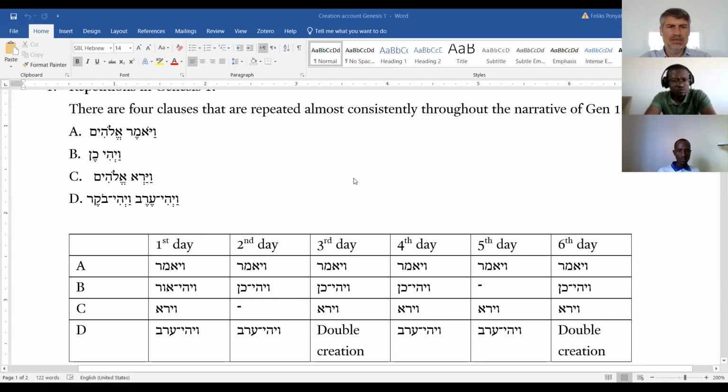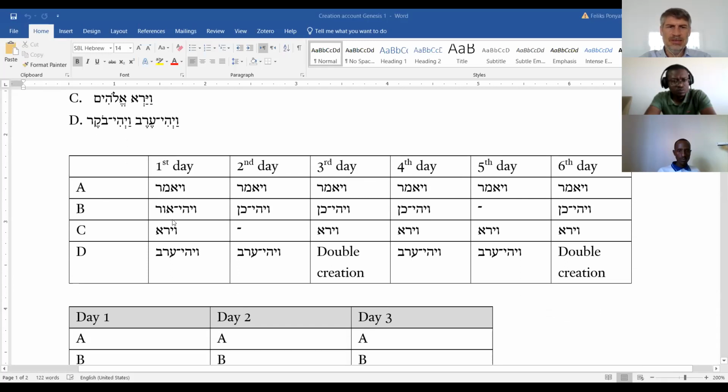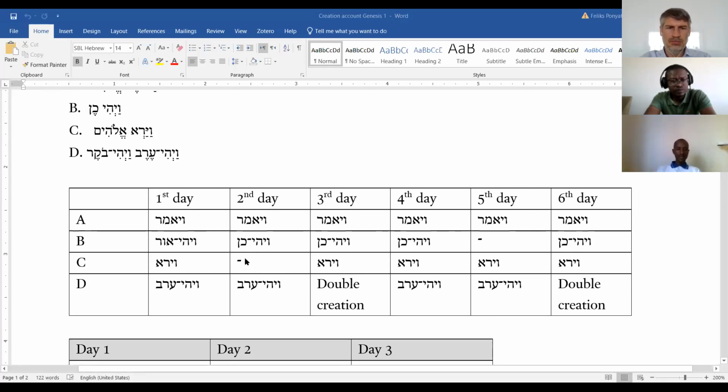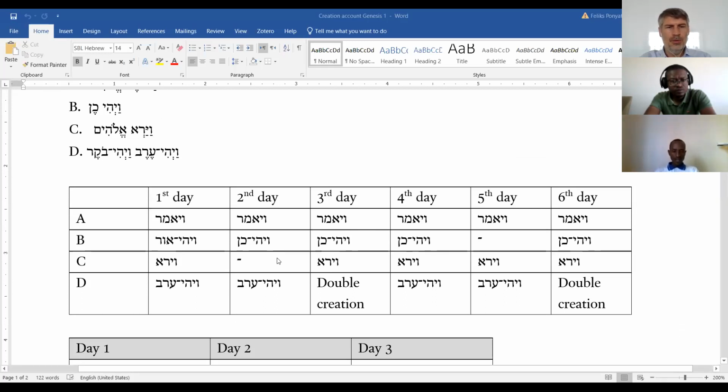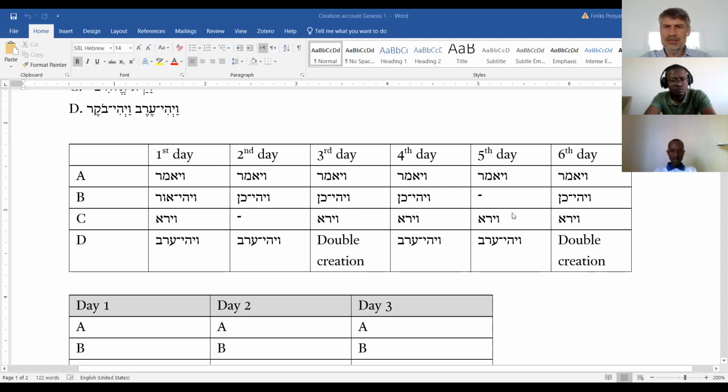So what we can see here is that those phrases are repeated almost consistently throughout the narrative of the week of creation. We can see the first day, so all of them are present. On the second day, one phrase is absent, and it is the phrase, and God saw that it was good. So only on one day is there no phrase that God saw that it was good, and this is the second day. On the third day, we have a very interesting issue, and it is repeated on the sixth day. The same issue.